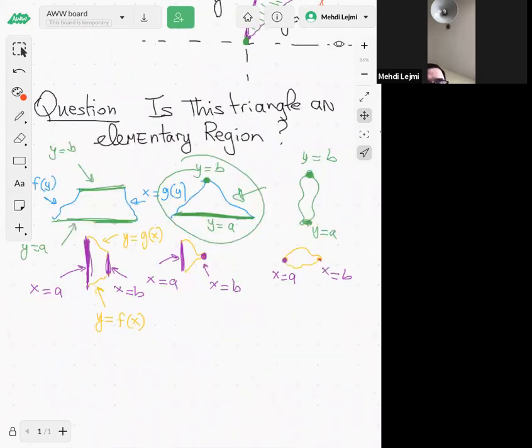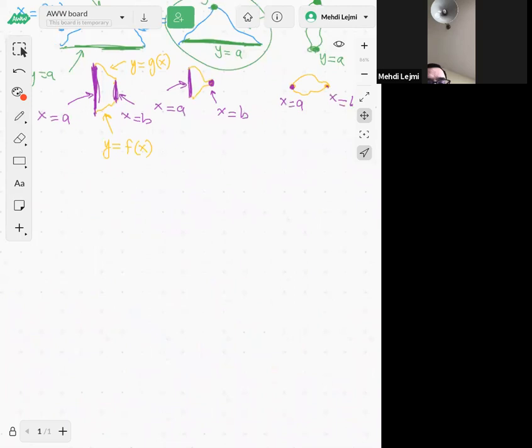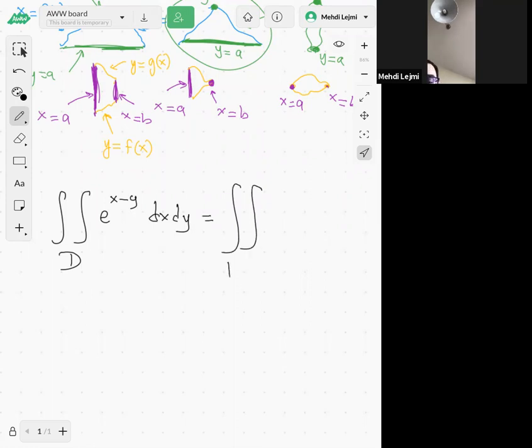So what I'm saying, guys, is that my integral of e to the x minus y dx dy over D will be the sum. So the integral over the first elementary region, D1, of e to the x minus y dx dy, plus the integral over D2 of e to the x minus y dx dy. Okay, now what's D1 and D2?